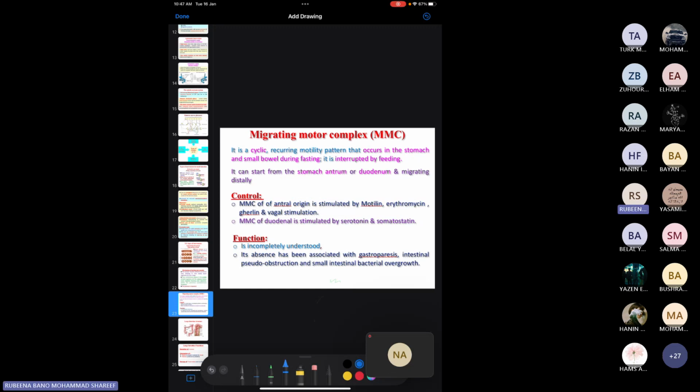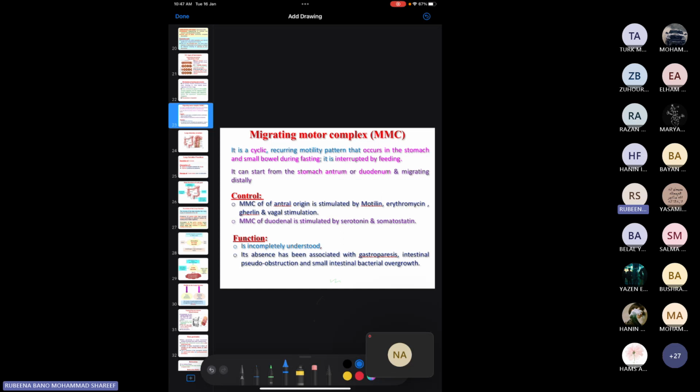Now, this is another movement of the small intestine, called the migrating motor complex, or in short MMC. It is first of all cyclic, occurring again and again, in the stomach and small bowel. Please do remember this. It is present only in the stomach and small intestine, and it is not present in the large intestine. And that too during fasting, when you are not eating food, that time this activity will occur.